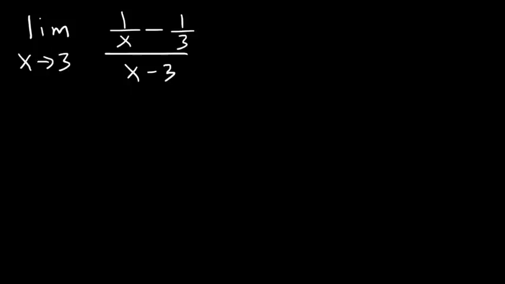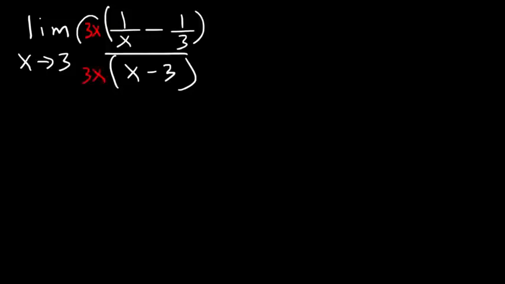If you get a complex fraction, what I recommend is to multiply the top and the bottom by the common denominator of those two fractions. That is, by x and by 3. So I'm going to multiply the top and the bottom by 3x.